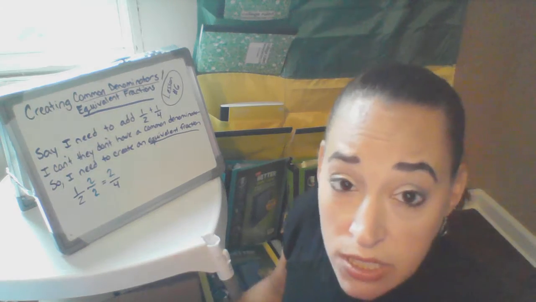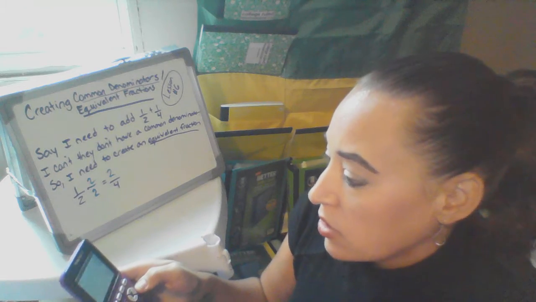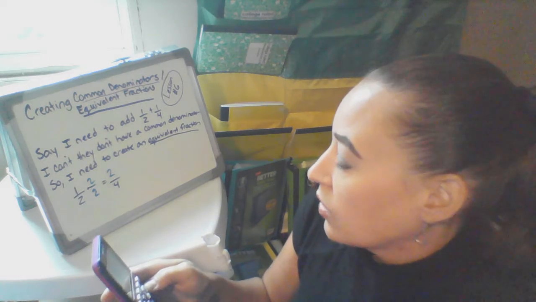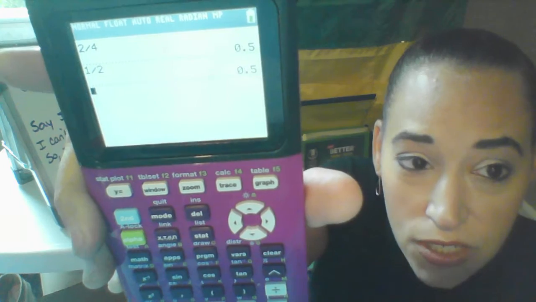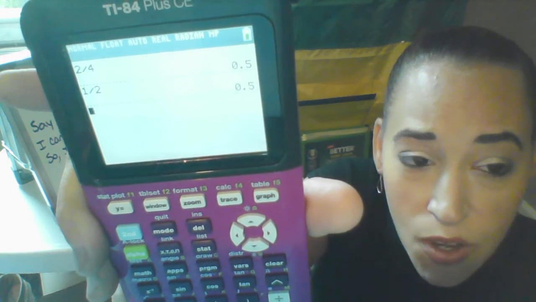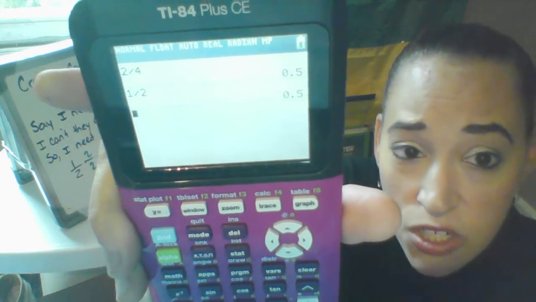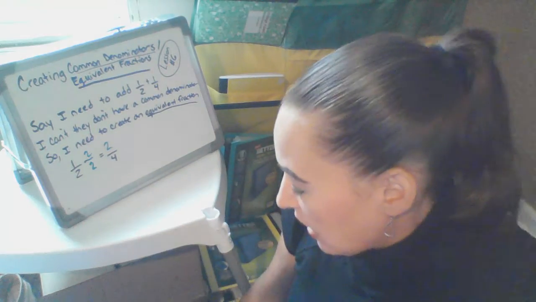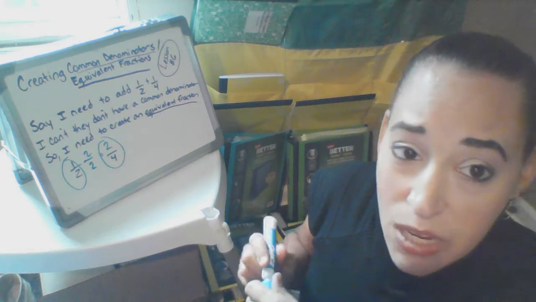So now just double check to prove that the fractions aren't different, they're the same. I'm going to turn on my calculator and show you, okay? I don't know if you can see that. There we go. Okay, 2 divided by 4 is 0.5. 1/2, 1 divided by 2 is 0.5. So I did not change the value of those fractions. 1/2 equals 2/4. They're the same thing.